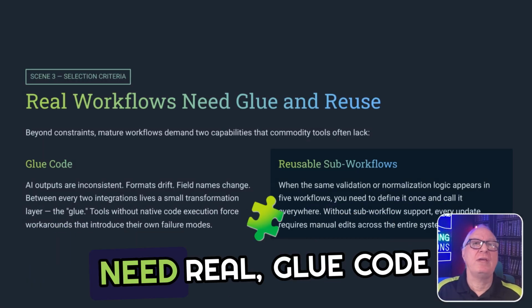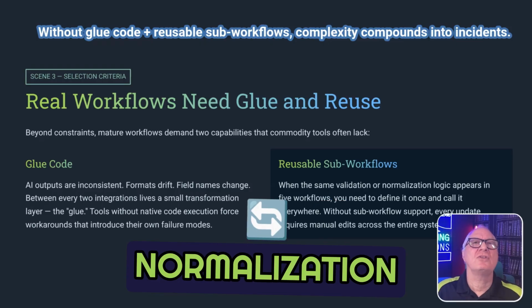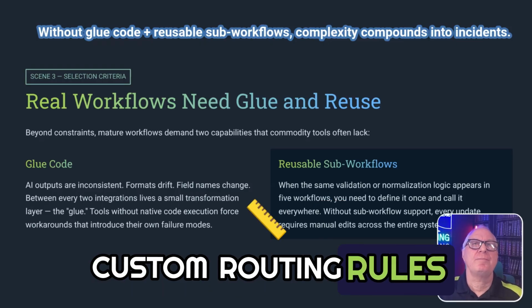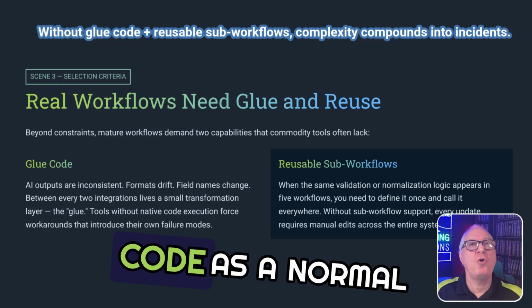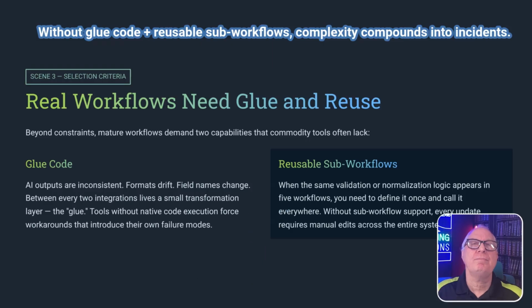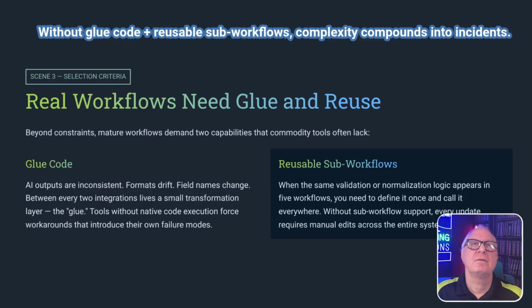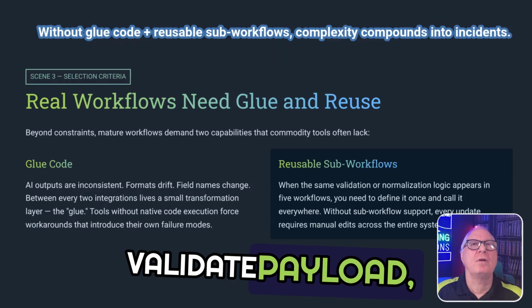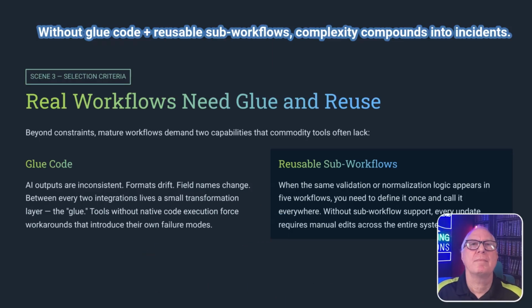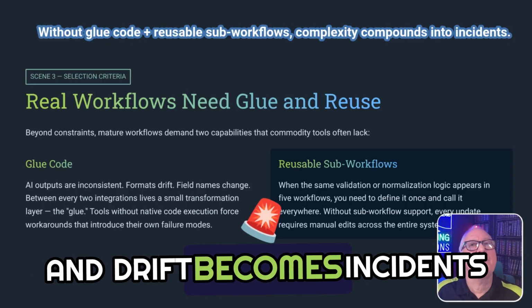Extensibility matters when you need real glue code. Signature verification, schema validation, normalization, custom routing rules. The more you need those, the more you want an environment that treats code as a normal part of the workflow. Reuse matters when you notice you're rebuilding the same blocks. Normalize lead, dedupe contact, validate payload, send follow-up. If you can't centralize those, you'll drift, and drift becomes incidents.